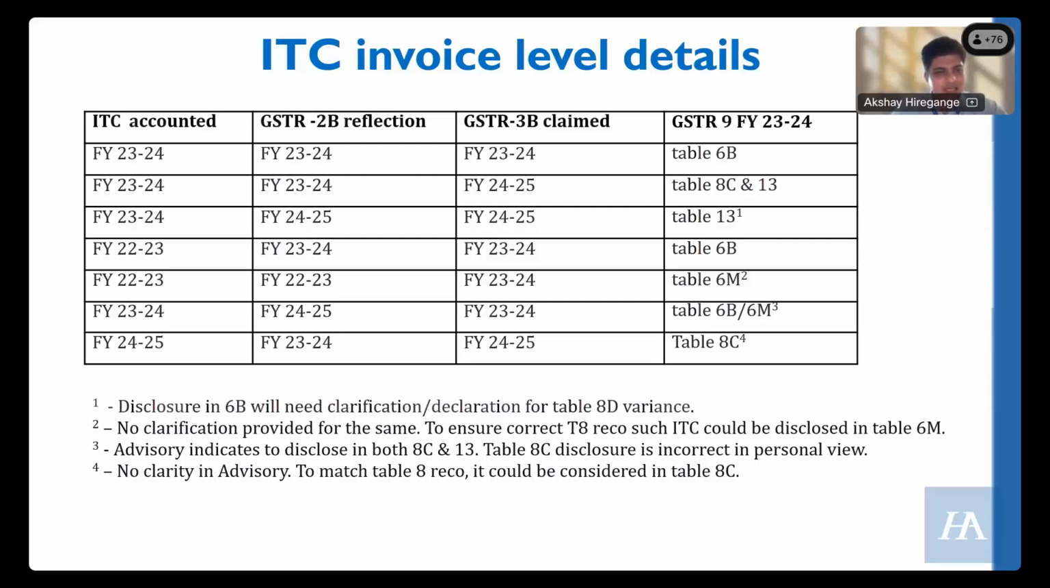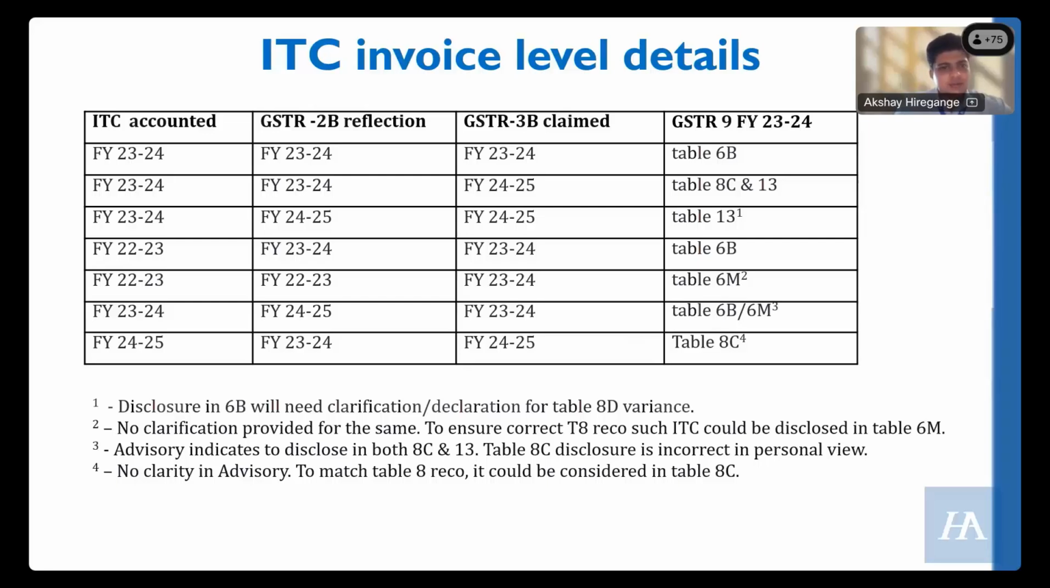So if you see the last item, which is financial year accounted is the next year, but to be reflection is in this current year, and in 24-25 also the credit has been claimed. So the only relevance of 23-24 is with respect to be reflection. In my view, we should consider in 8C, but we need not consider in table 13 because it's not a transaction of 23-24. But in the advisory, they have informed that we need to show it in both the tables. In my view, this is something which is not right.